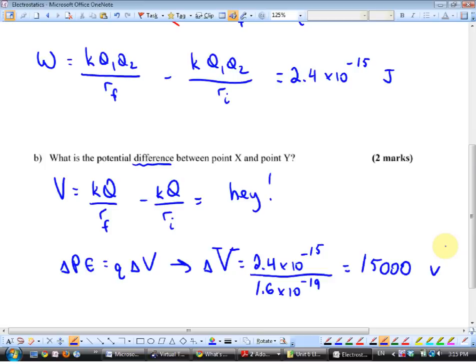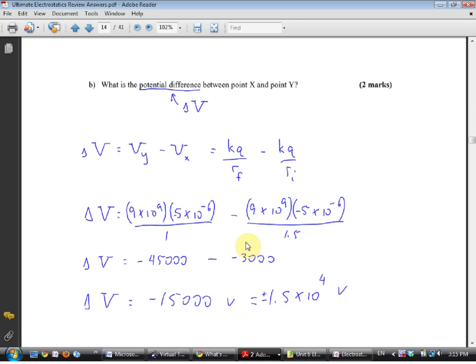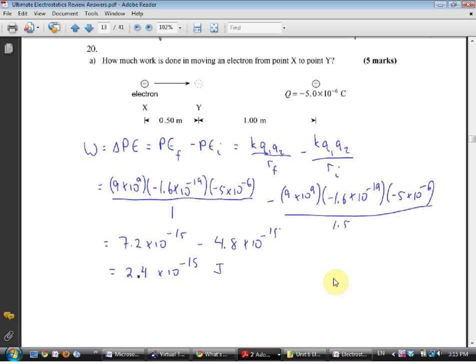Yep. Sure. Number seven. Yep. Would you like to see the numbers? Q1 is the electron. That's the little tiny one that I'm moving. Q2 is the big charge. Oh, the top parts are, yeah.